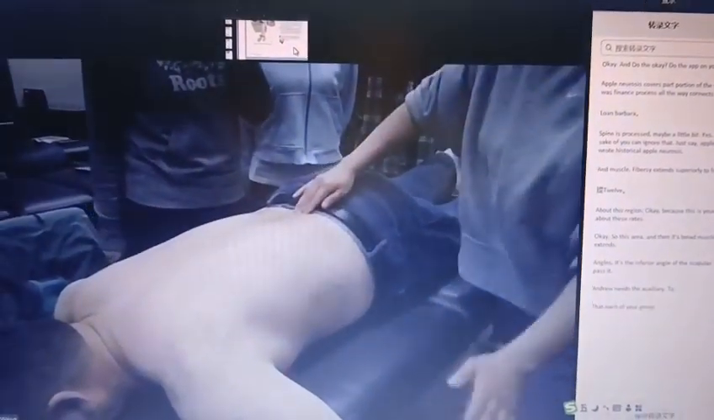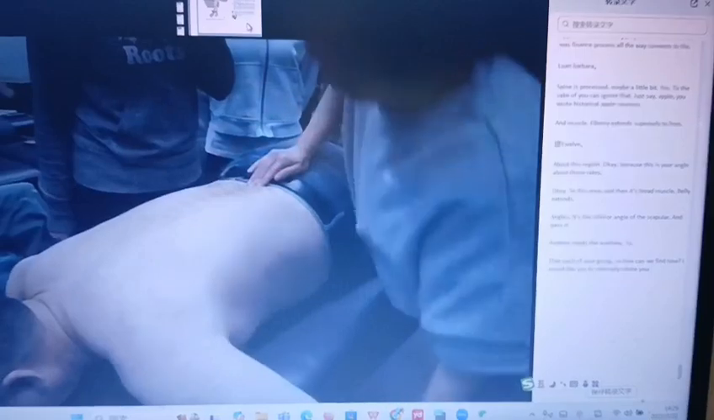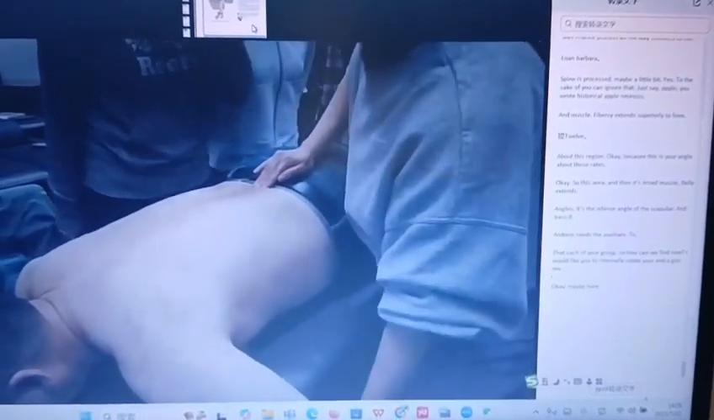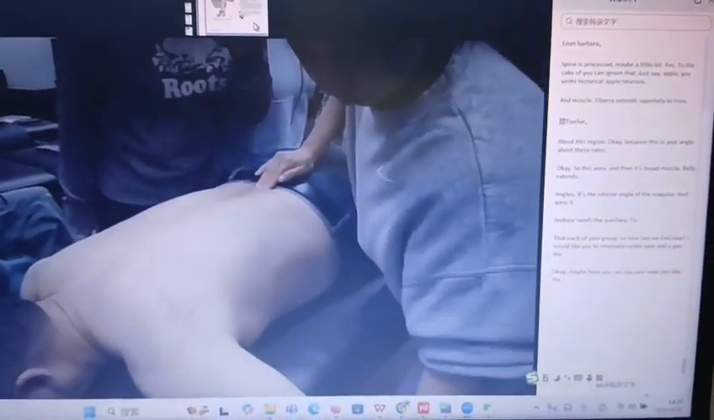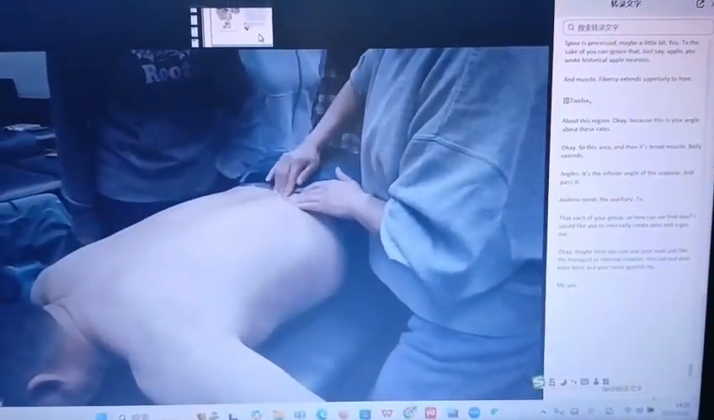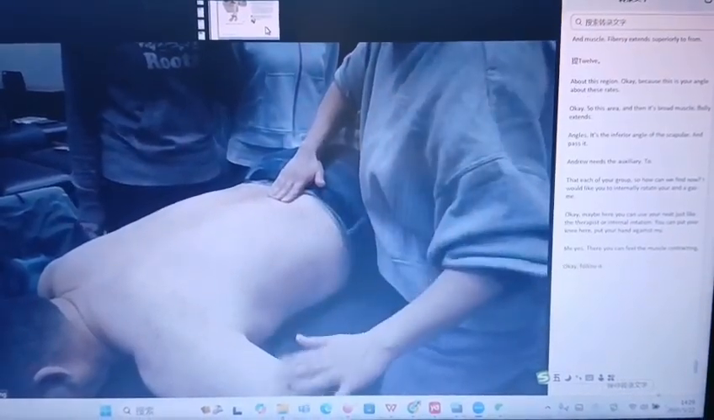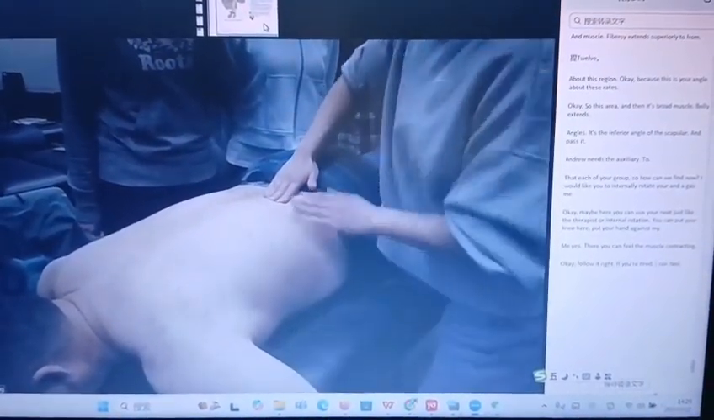So how can we find it? Now I would like you to internally rotate your hand against me. You can use your knee, just like the therapist. Internal rotation. You can put your knee here. Put your hand against my knee. Yes, there, you can feel the muscle contracting. Okay, follow it. If you're tired, okay.